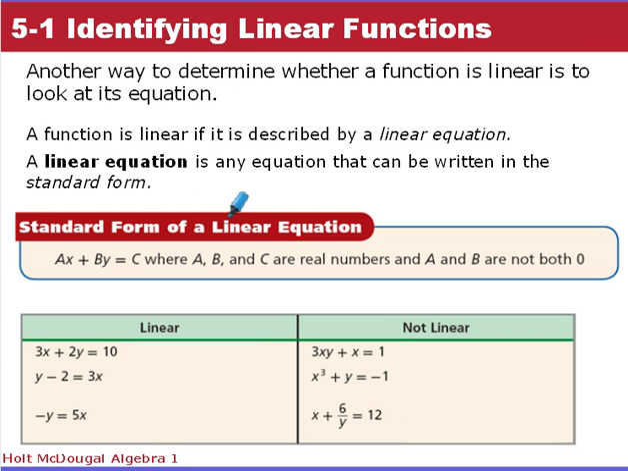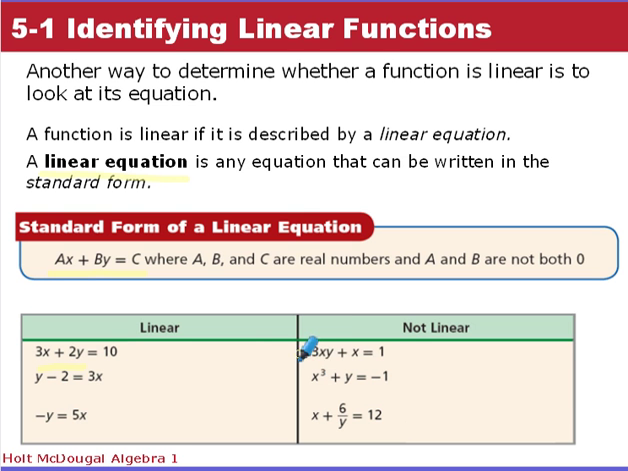Another way to determine whether a function is linear is to look at its equation. So we're looking at a linear equation. We talked about this at the beginning. Standard form is Ax plus By equals C. So here are some examples. These are linear. We have x and y on the same side and C over here. This is linear because we can just subtract y from both sides. And here we can also add y to both sides. So these are all linear.